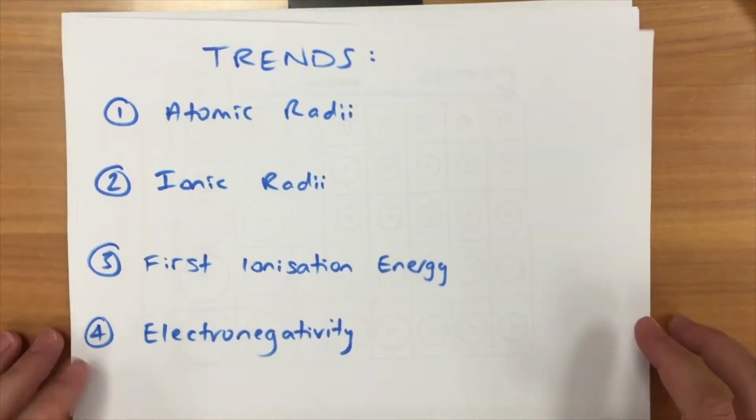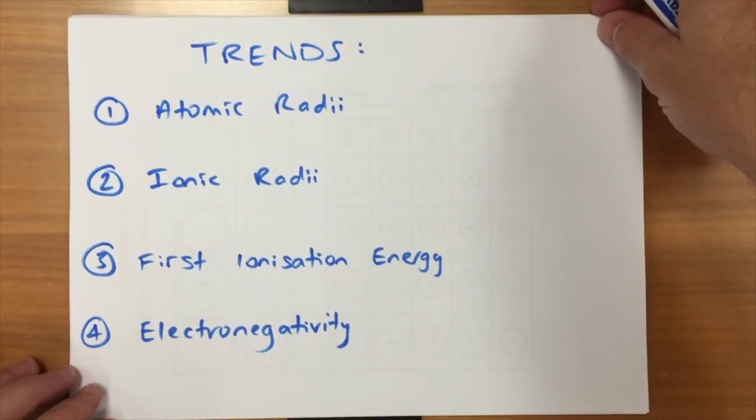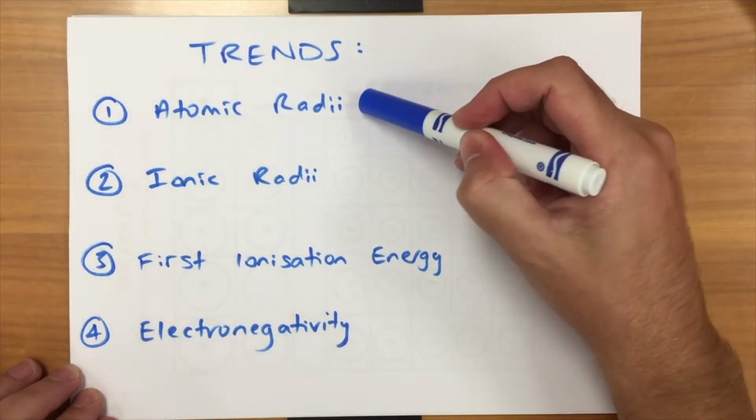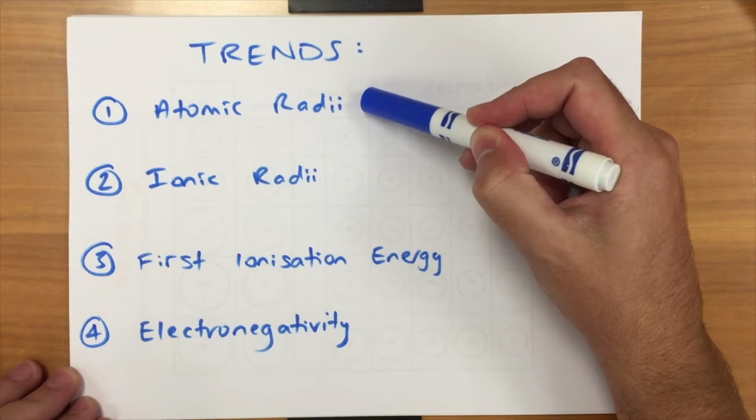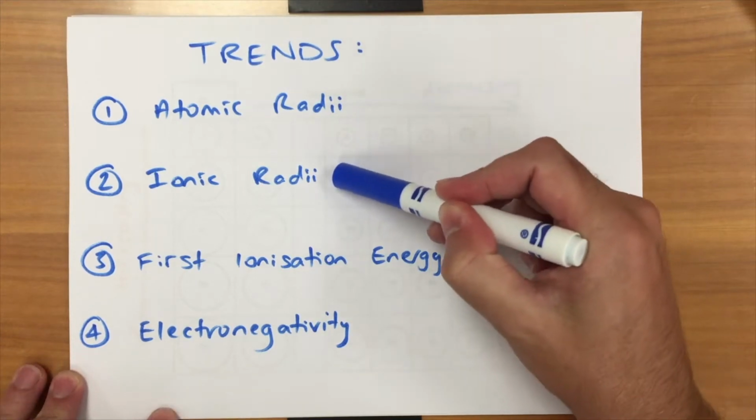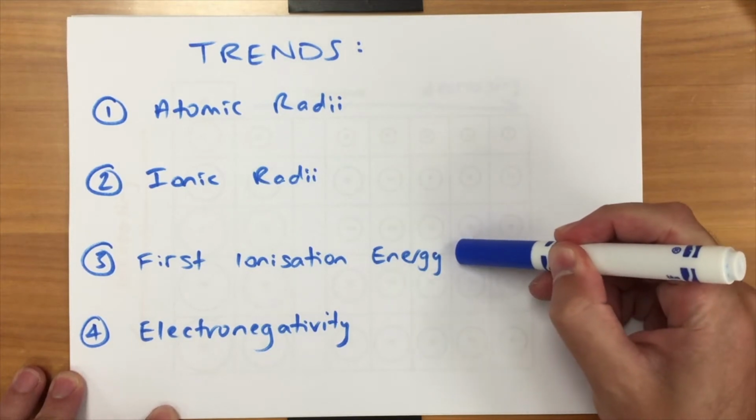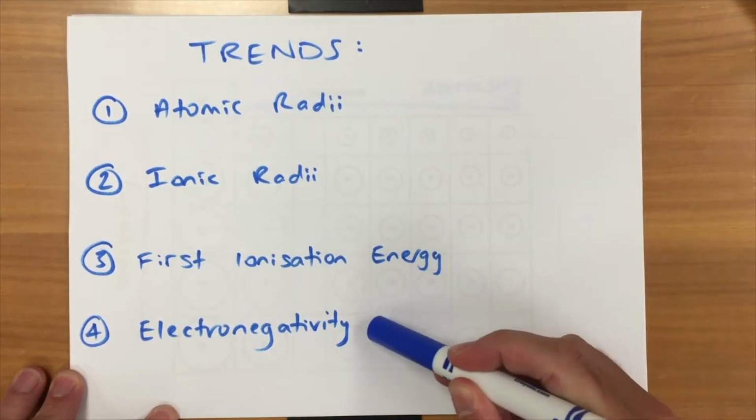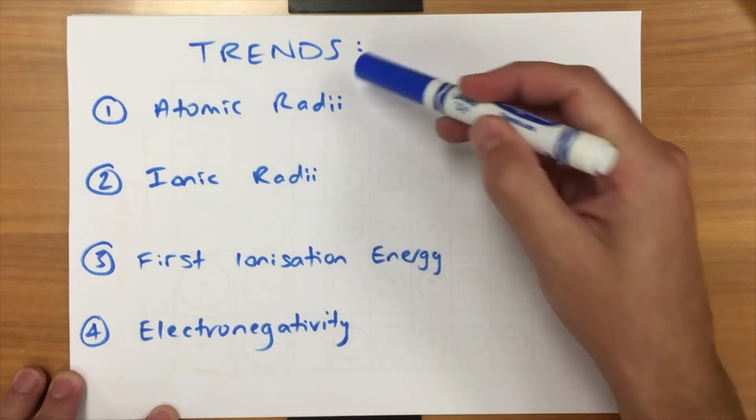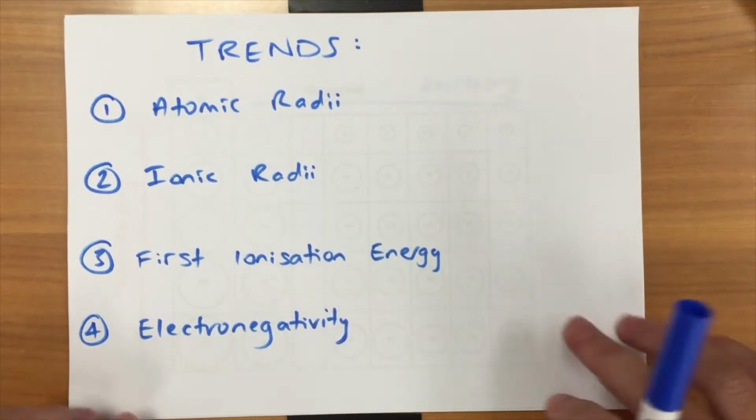Let's have a look at the trends. The 4 trends that we are going to look at in this video are atomic radii, so the radii of atoms, ionic radii, the radii of ions, the first ionization energy, and electronegativity. We're going to look at how these 4 trends are expressed on the periodic table.